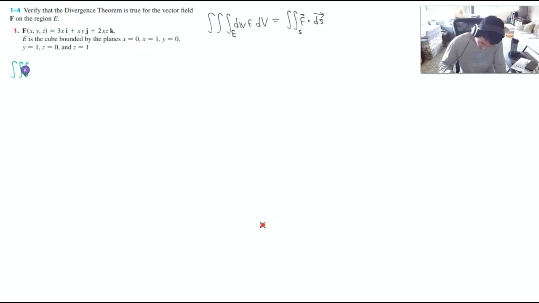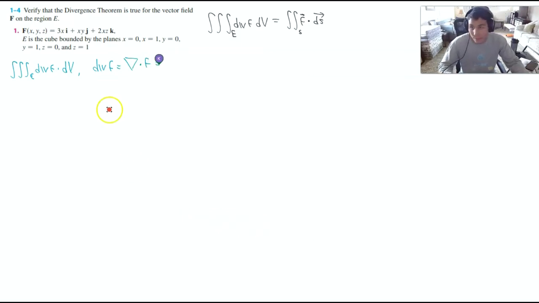So we're going to use this. Oh my god, that was really ugly. Div F dV. We don't really need to write the dot because they're not both vectors, but let's find the divergence of F. So div of F is the gradient dotted with F. Basically we take the partial derivative with respect to x, then with respect to y, and with respect to z.